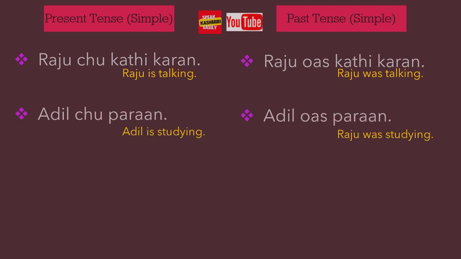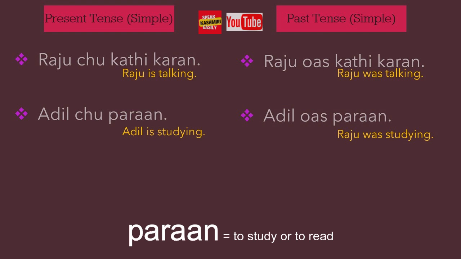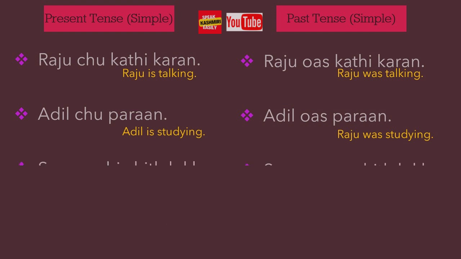Second example, Adil chu paran will get transformed into Adil os paran.